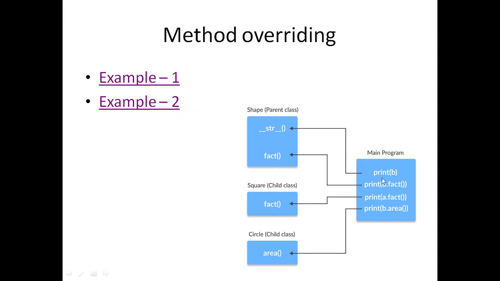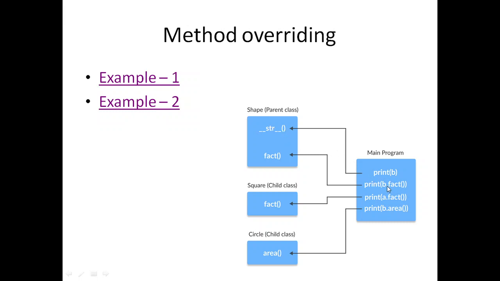So in the main program, we have a print of b. It will invoke the str method. We have already seen in the object-oriented first lecture what this str method does. This is equivalent to str of b also. So that circle will be printed.